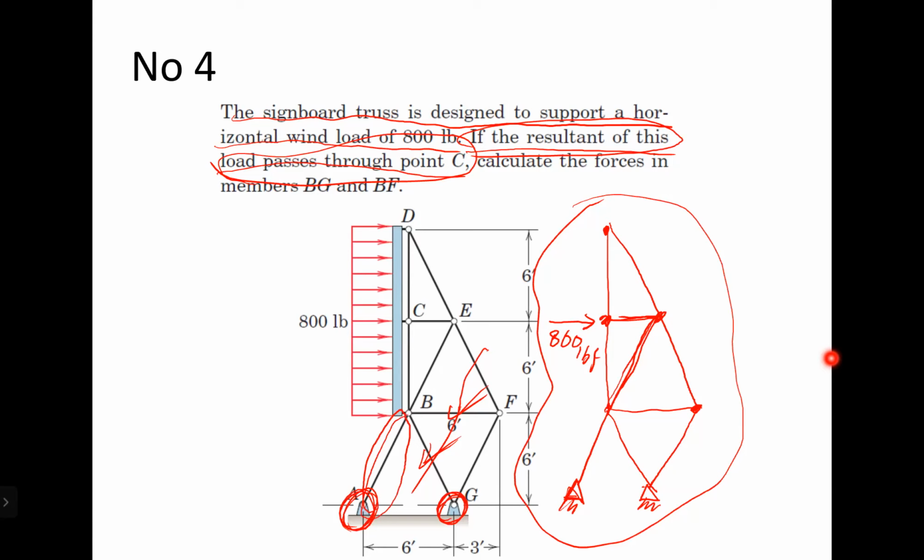It's a two-force member, right? Yes, sir. Correct, right? AB is a two-force member. If AB is a two-force member, then the force which can be exerted by AB is either tension or compression, right? Yes, sir.